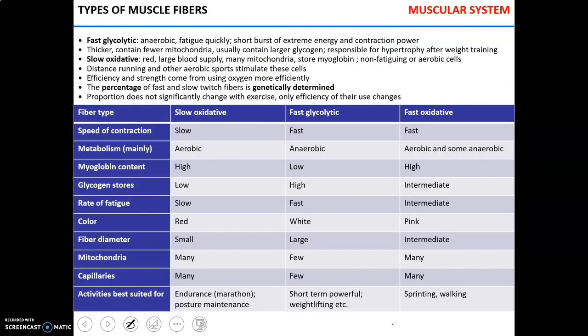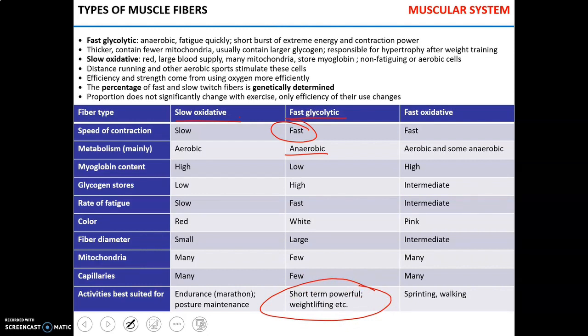Let's talk about some metabolic aspects of muscle fibers. So muscles can be slow oxidative, fast glycolytic, and fast oxidative. I will be focusing on slow oxidative and fast glycolytic, also known as slow twitch and fast twitch fibers. So fast glycolytic fibers are, well, fast. They use mainly anaerobic metabolism, which means they don't need oxygen. And they produce short-term, powerful contractions in exercises such as weightlifting.